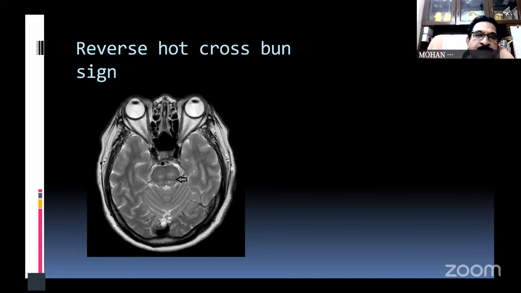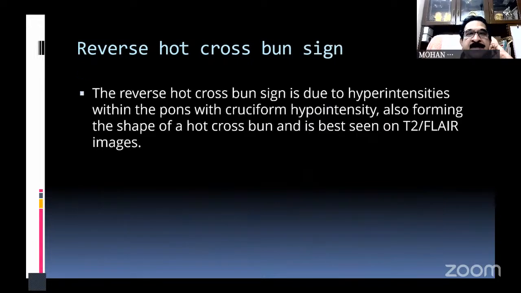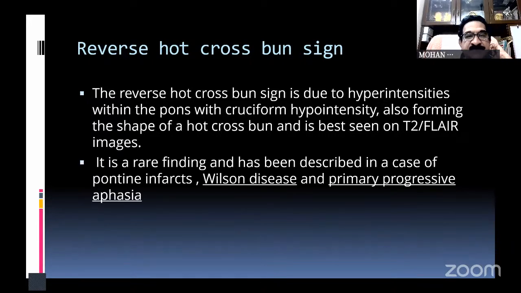The thing is just opposite to that of hyperintensity in the cross; you find a hypointensity in the cross. On the other hand, you can look at the classical hot cross bun sign in MSA, where the hot cross is hyperintense in the classical one and hypointense in the reverse hot cross bun. That is the difference between the two. It is due to hyperintensities within the pons with a cruciform hypointensity, also forming the shape of a hot cross bun, and is best seen in T2 FLAIR images. It is seen in Wilson disease, primary progressive aphasia, and in pontine infarcts.